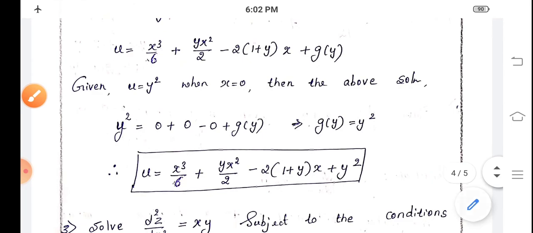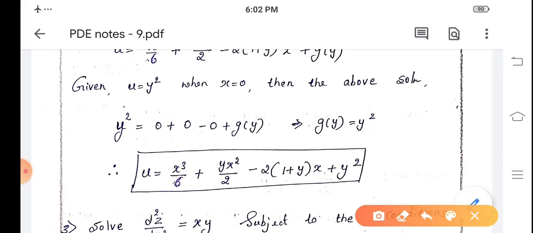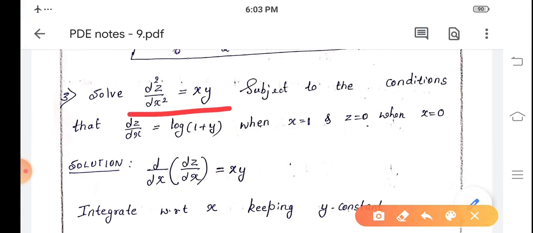Now we obtain the solution of the partial differential equation as u is equal to x cube by 6 plus y into x square by 2 minus 2 into 1 plus y into x plus y square. We shall work out one more problem, that is question number 3. Solve dou square z by dou x square equal to xy.